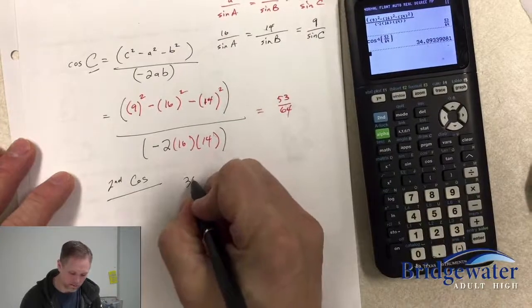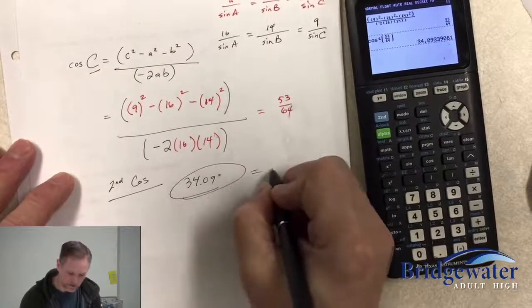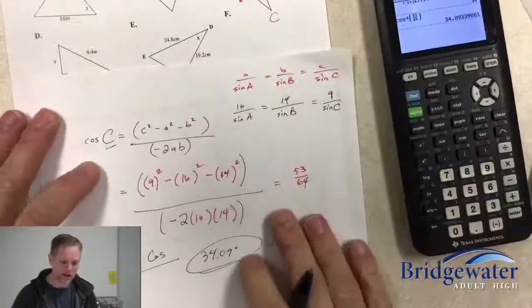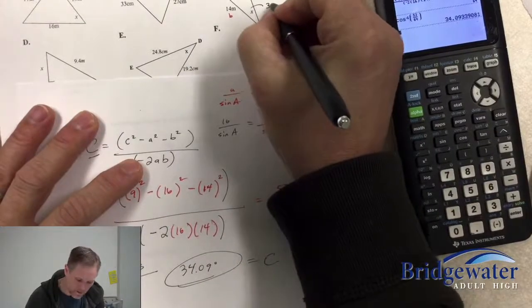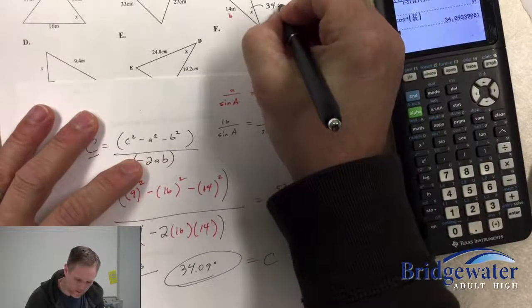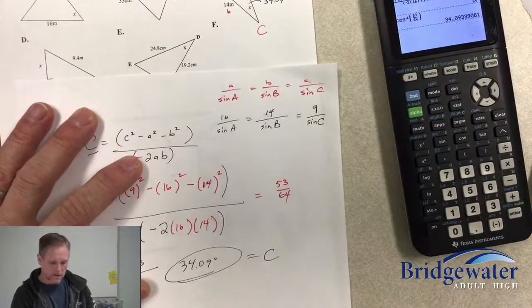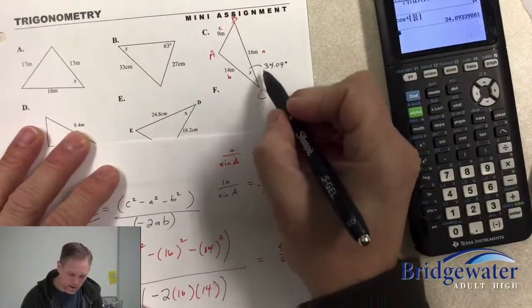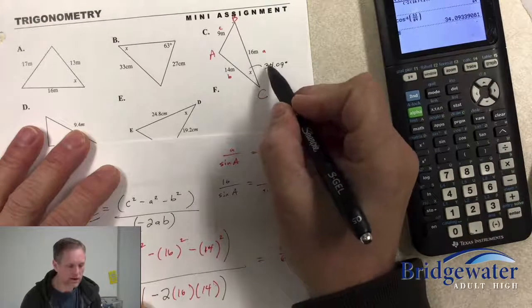Now I'm going to write that down. That's equal to angle C, 34.09 degrees. Then I'm going to go back here and just take a look. 34 degrees, that's a pretty small angle.